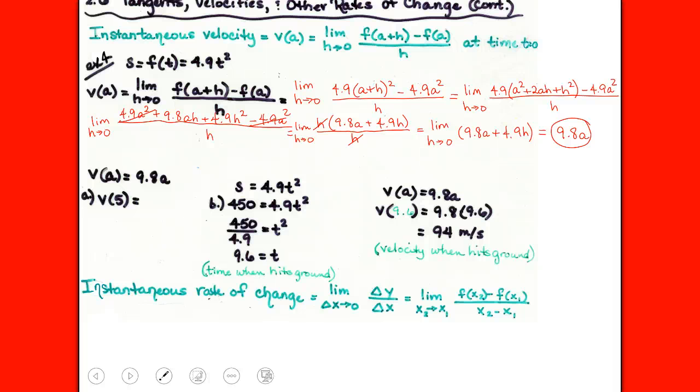Okay, so it said, what is the velocity of the ball after 5 seconds? So I want to know the instantaneous velocity. I want to know the velocity at the instant when the time is 5 seconds. So I'm going to go through and put 5 in the place of A in that formula we just created. So I can come over here and put 5 in the place of A, and I'll get 49.